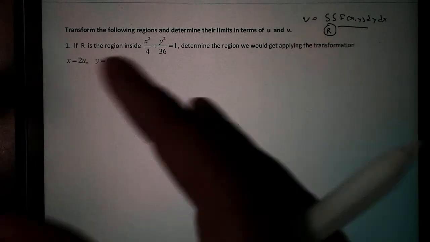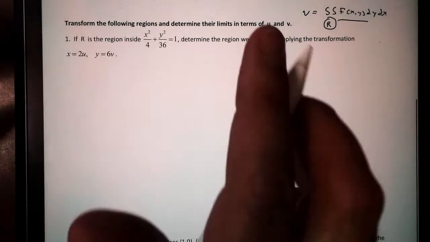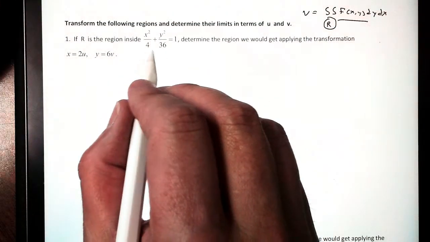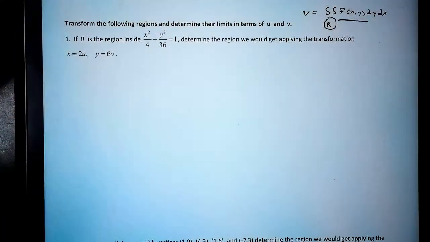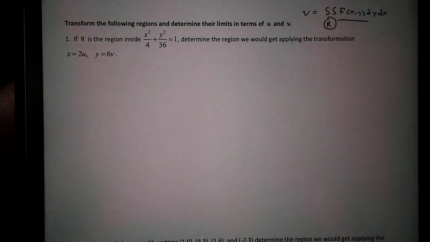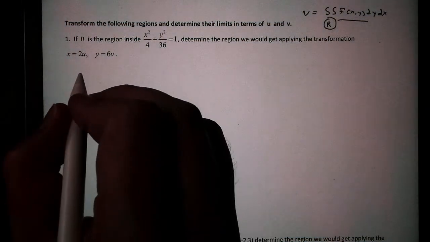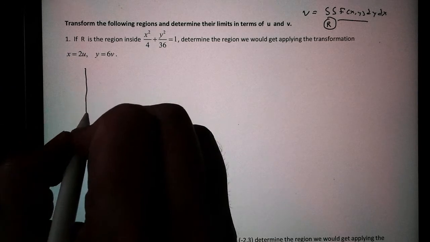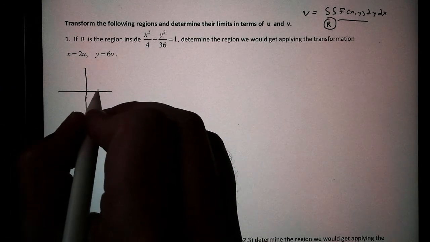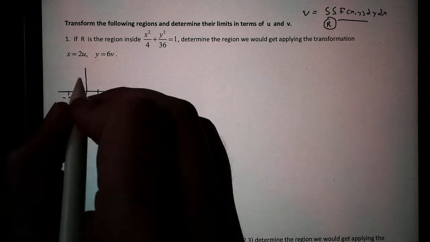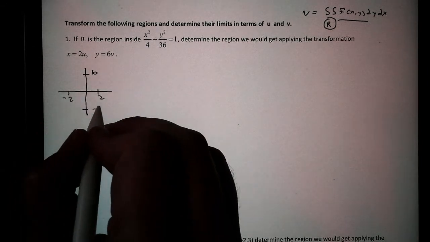So today we're going to take a look at, again, what happens if r is not very easy to work with. Our region is not very nice. And the example we have here, for example number 1, is this ellipse, x squared over 4 plus y squared over 36 is 1. Now if I were to sketch this, I know that my domain is 2, -2, 6, and -6.